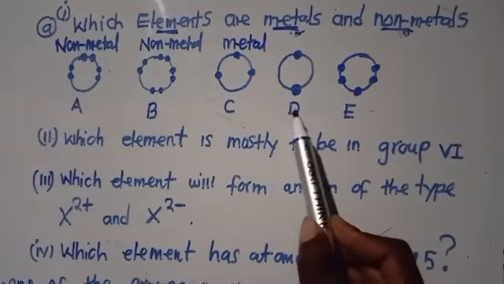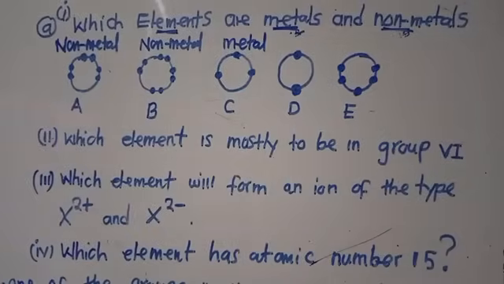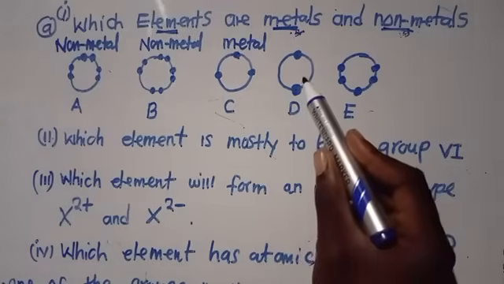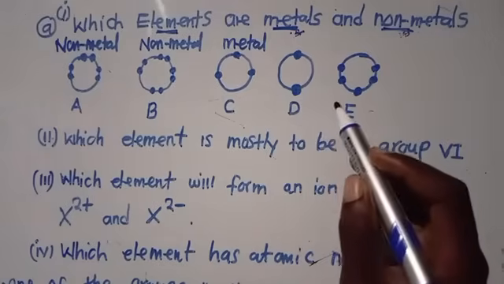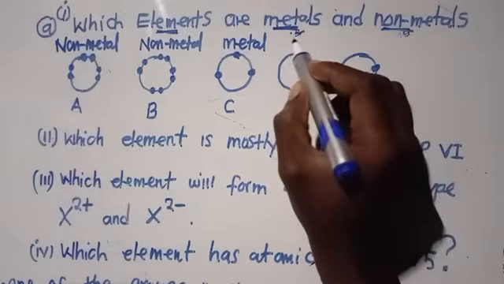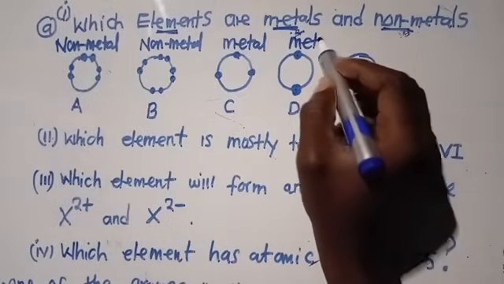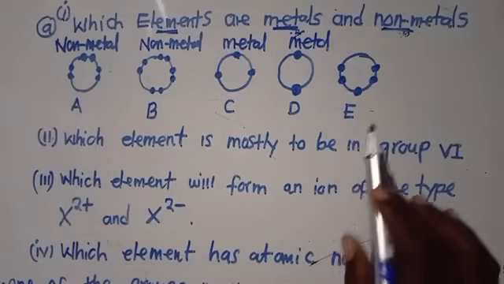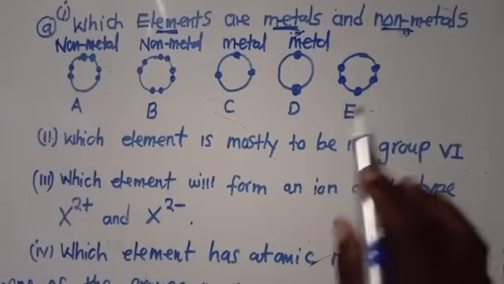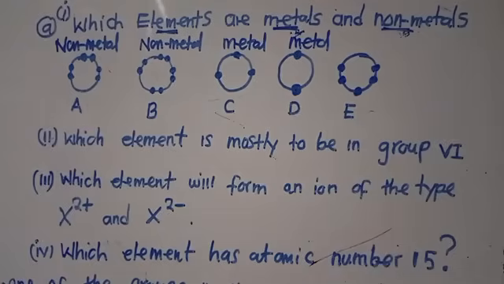D. How about D? C is a metal. D, we are on D. These ones are simple. D is a metal. So we've established an understanding. These are metals. E. What about E? Is E a metal or a non-metal?